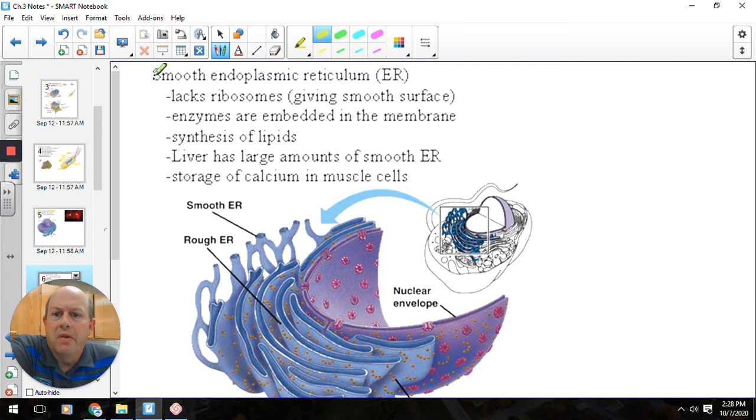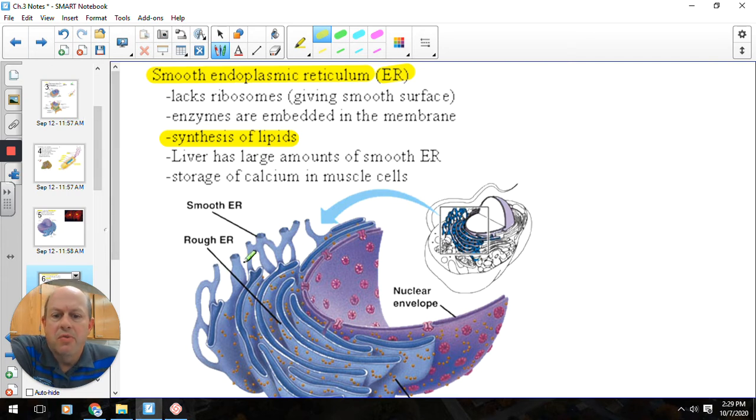Compare that to the smooth ER. It's not going to look rough, as we see here in our diagram. It doesn't have any dots. And the main thing the smooth ER would do would be the synthesis of lipids. So it's going to build lipids, like your fats, your phospholipids, waxes, cholesterol, steroids, things like that. And that will be manufactured in the smooth ER.